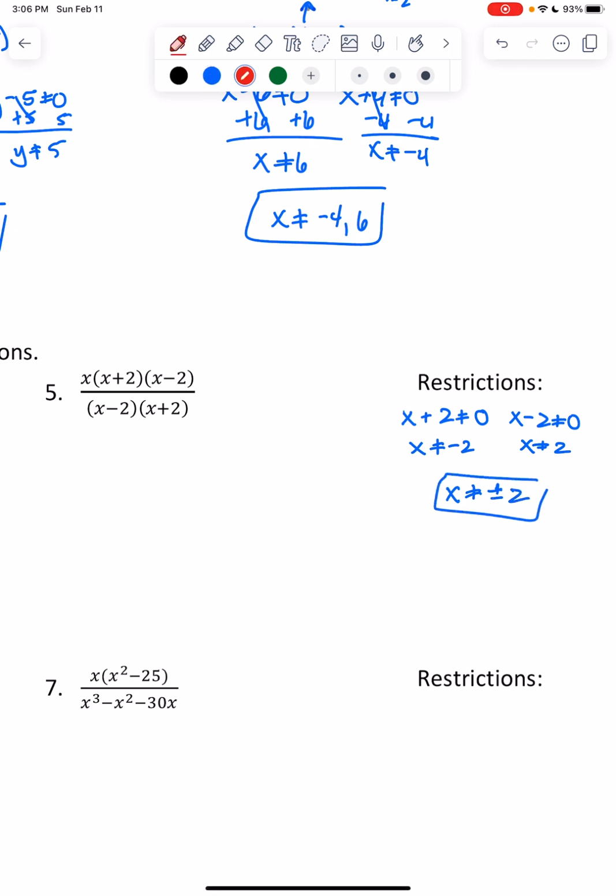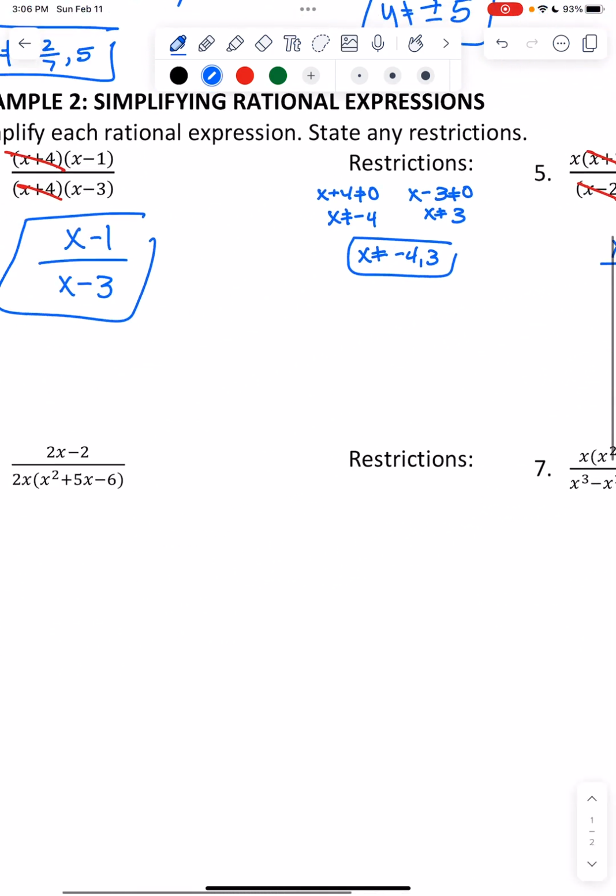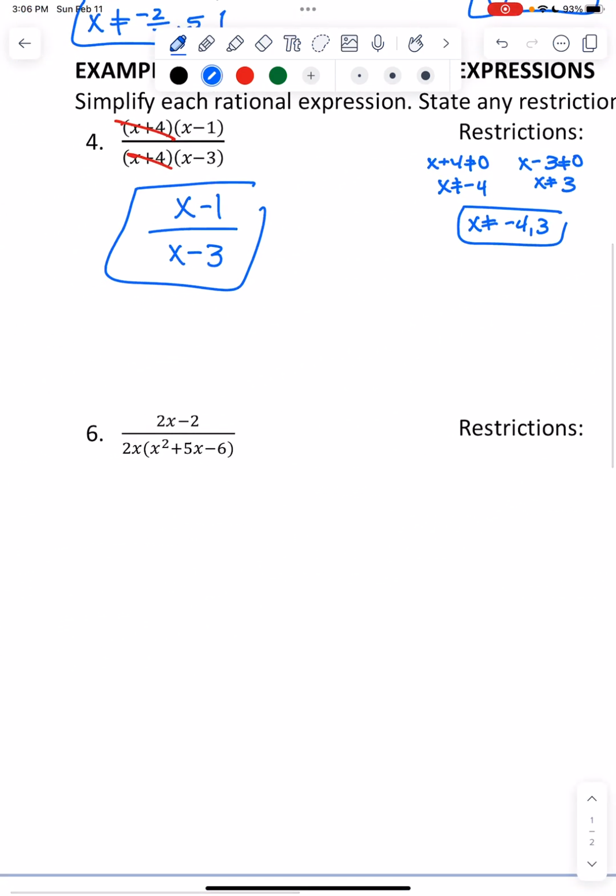And then if we look for common factors here, we've got an x minus 2 we can get rid of, and an x plus 2 we can get rid of. So all we're left with is x over 1, or just x. Okay? Now, not always are these things going to be factored for us. So if they're not factored, we're going to have to factor them.